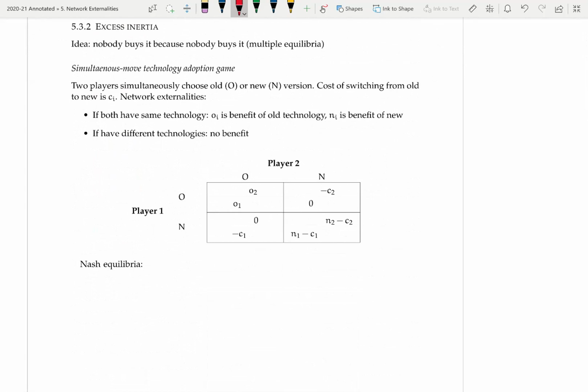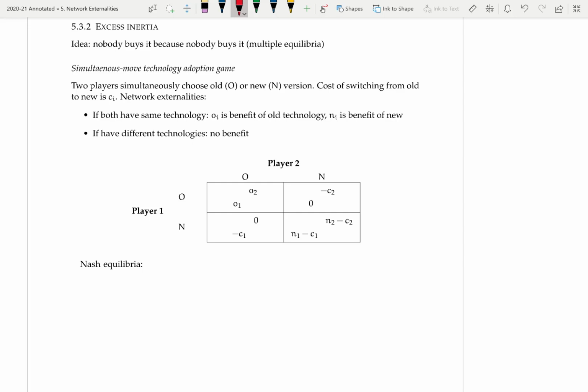Now, the idea of excess inertia is that everyone adopts a wait and see approach. Nobody buys the new technology because they think nobody is going to buy, or they wait until they see other people buy. To see why excess inertia might occur, let's look at a simultaneous move technology adoption game. This game is very similar to the coordination game in section 5.1.